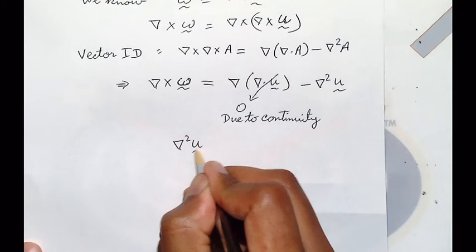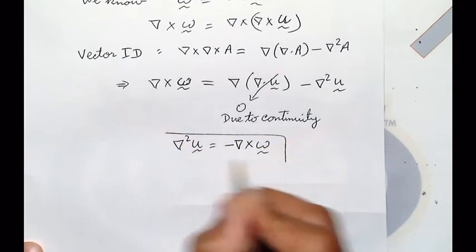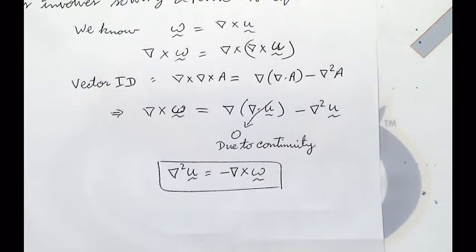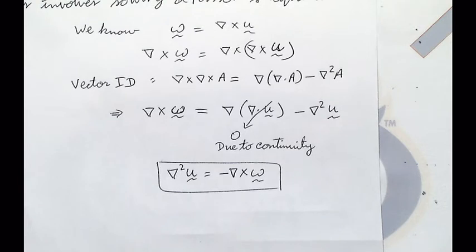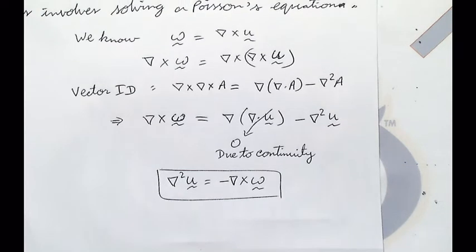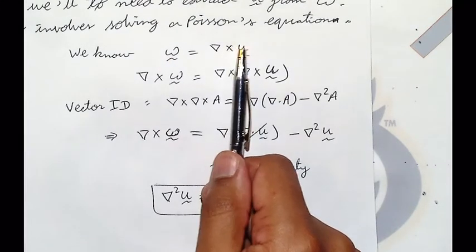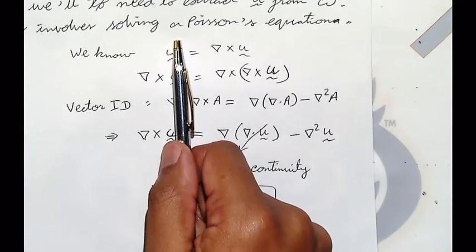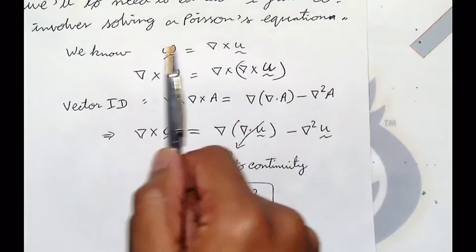Nabla squared u equals minus nabla cross omega. Excuse me, it was about omega, not u, right? The variable omega is vorticity, but I didn't understand why you changed it to u. This is by definition, right? Omega is nabla cross u. And we're trying to figure out how we can derive u if we know omega. Okay? And solving this equation directly is not possible.